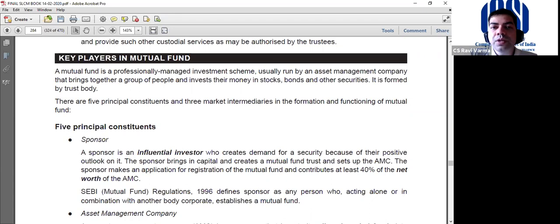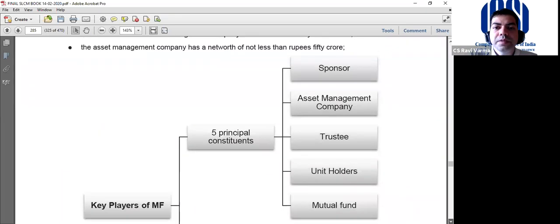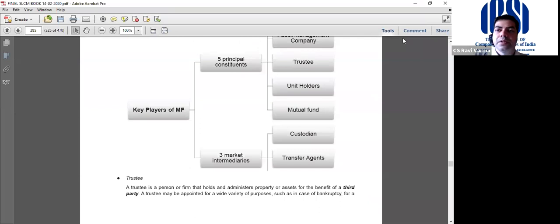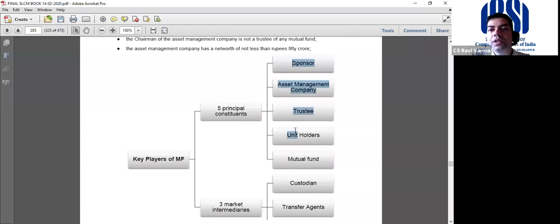Now, in the mutual fund, you should understand there are two types of constituents. One is the principal, and the other is the market constituents. In total there are 8 constituents in a mutual fund, 5 and 3. Like in the other topic we studied, there were too many constituents. Here there are 8 constituents, 5 principal. Who are the principal? From the example itself it will be clear. Sponsor, the one who will bring in the money. Asset management company, which will manage. Trustee, who will be responsible and take care of the property. Then unit holders like us, and then the mutual fund, the name itself. So these are the 5 essential constituents of the mutual fund.